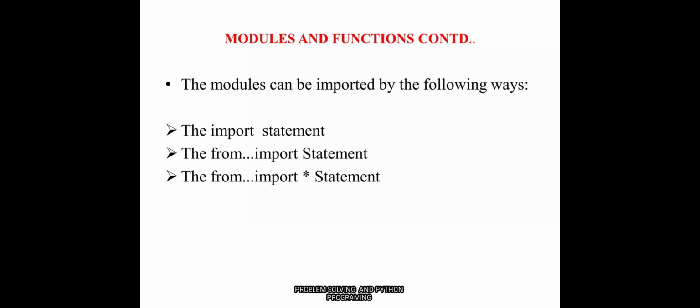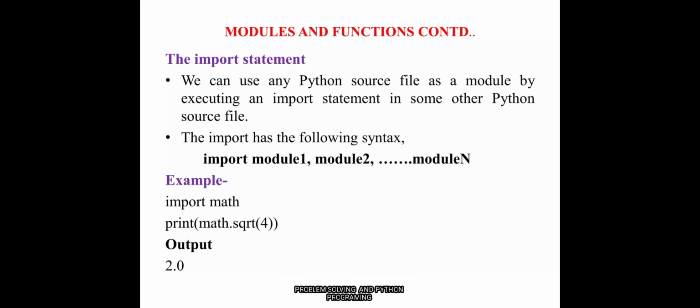Then the next one is about how to import the module in different ways. Either we can import using the import statement, the from import statement, or the from import star statement. Star means the values will be taken from the memory itself. So the import statement is nothing but a type of source file as a module executing an import. For example, I'm going to import module 1, 2 and up to module n.